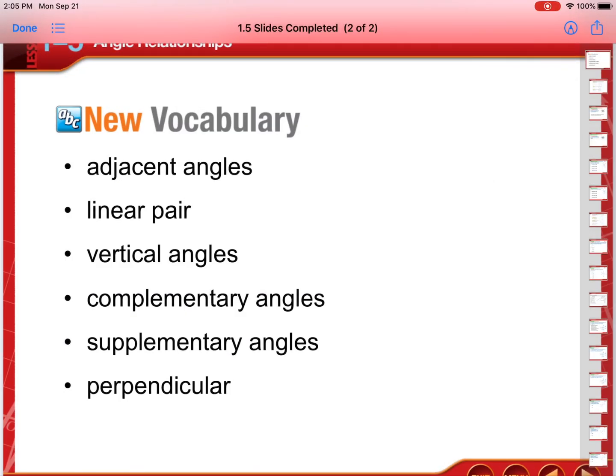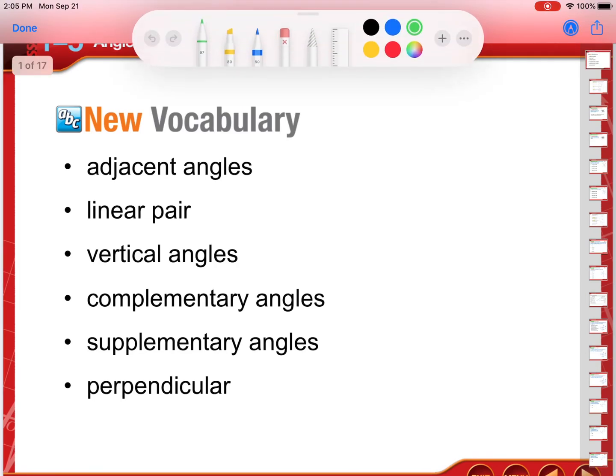Alright, so today we are covering 1-5 angle relationships. We have some new vocabulary words per usual. Our first term is adjacent angles. So adjacent angles are angles that are connected by one ray. So they share one ray.